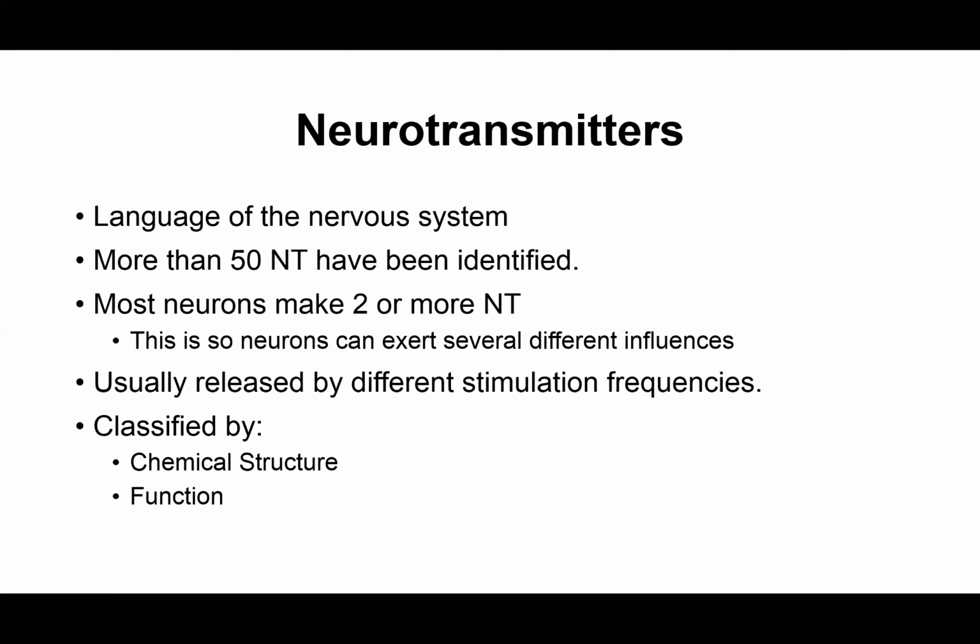Usually, different neurotransmitters are released by different stimulation frequencies. Basically what that means is that if you stimulate a neuron so many times a certain way, then it's going to release neurotransmitter A. But if you stimulate the neuron at a different frequency, it's going to release a different neurotransmitter. And neurotransmitters are classified based on their chemical structure and also on their function.